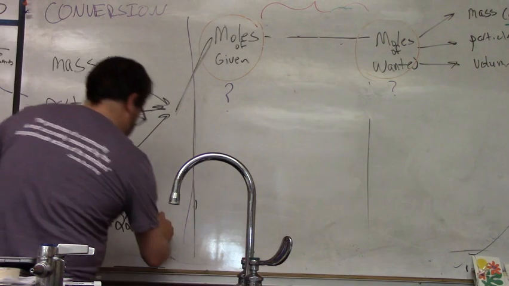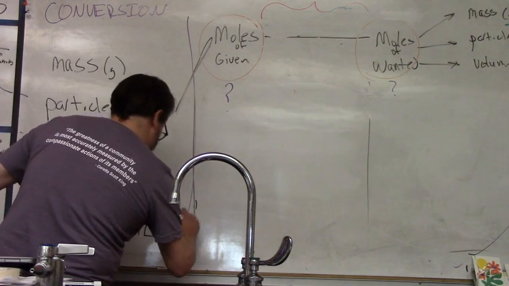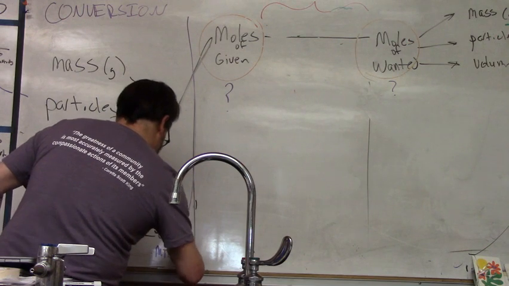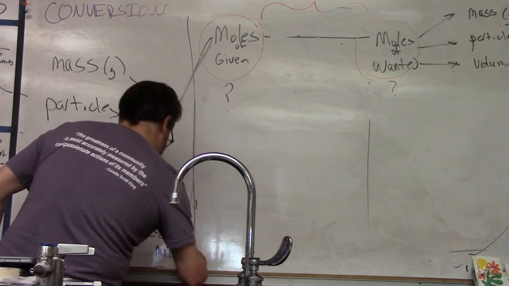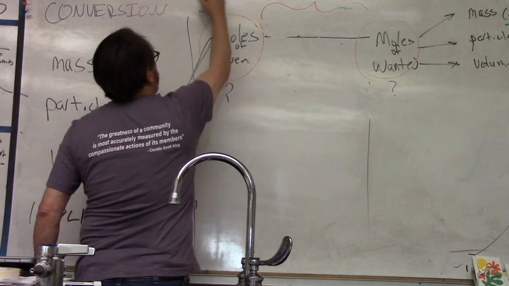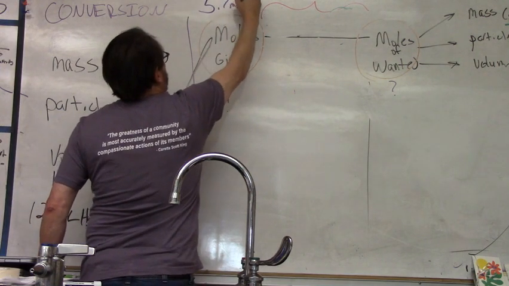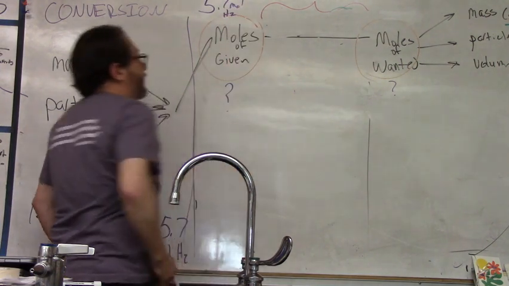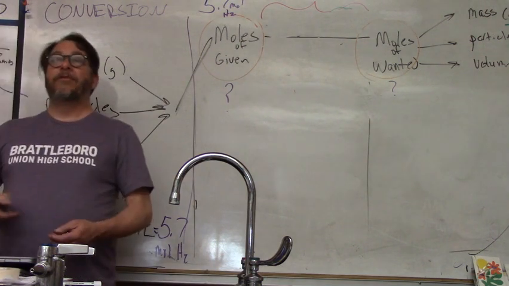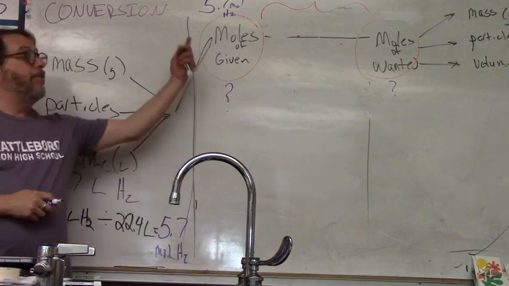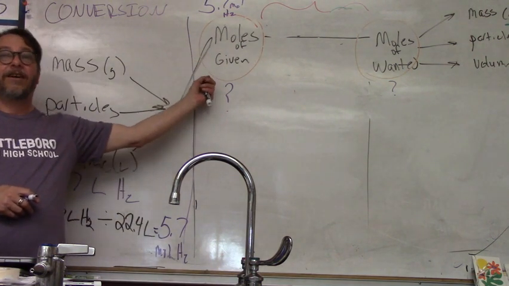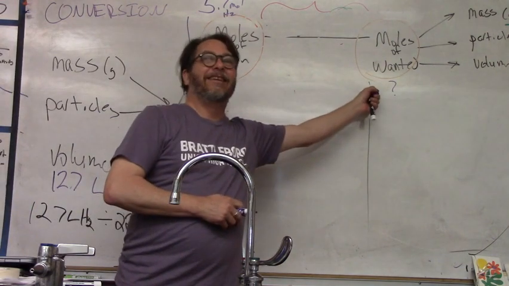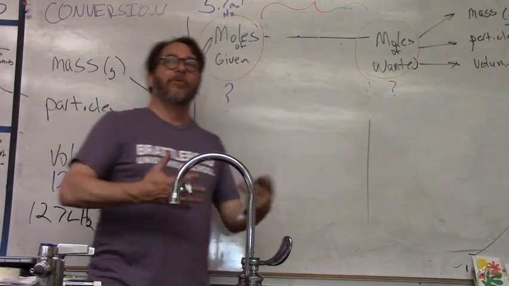All right, here equals 5.7 moles of H2. So that's what goes up here, 5.7 moles H2. And so the thing of stoichiometry is that if I know how many moles of anything I have, I can convert it to moles of anything else in that chemical equation using the ratio.